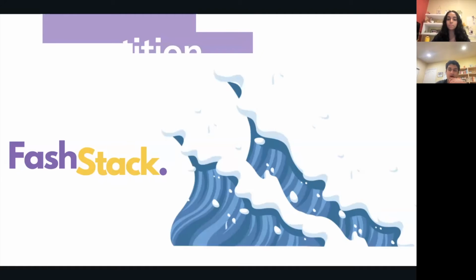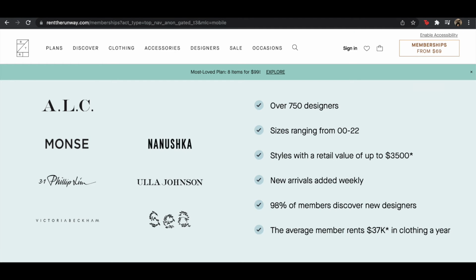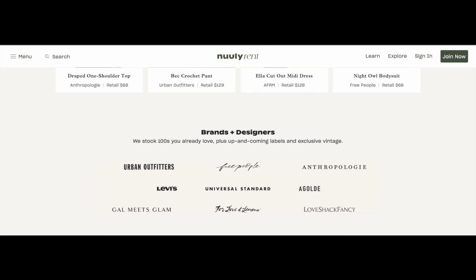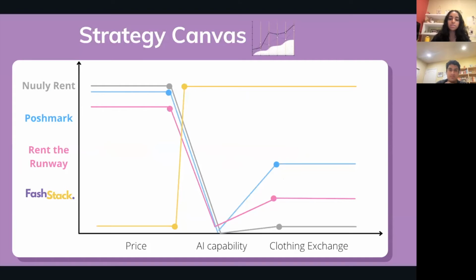So let's look at the competition. The first one is Rent the Runway. They have a pretty standard setup, a monthly subscription where you can rent clothes. Newly Rent is a mobile platform which rents out branded clothing to consumers, and Poshmark allows consumers to rent clothing from each other, but does not have a customizable aspect.